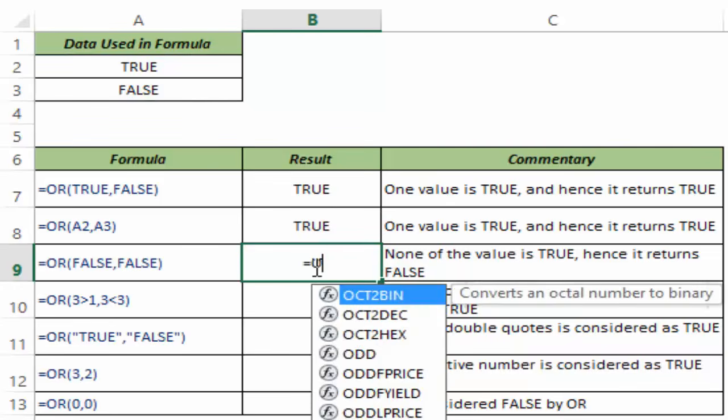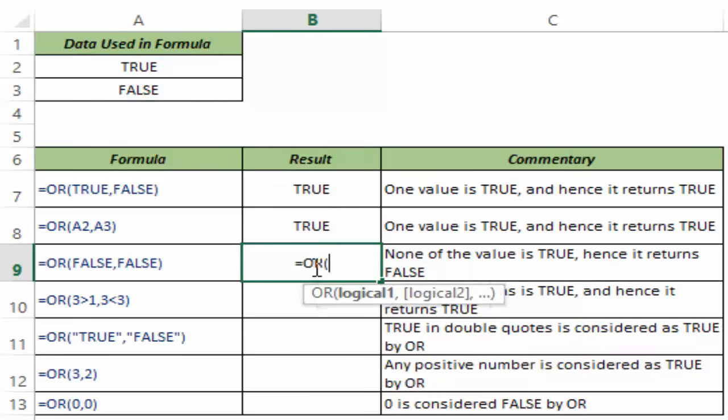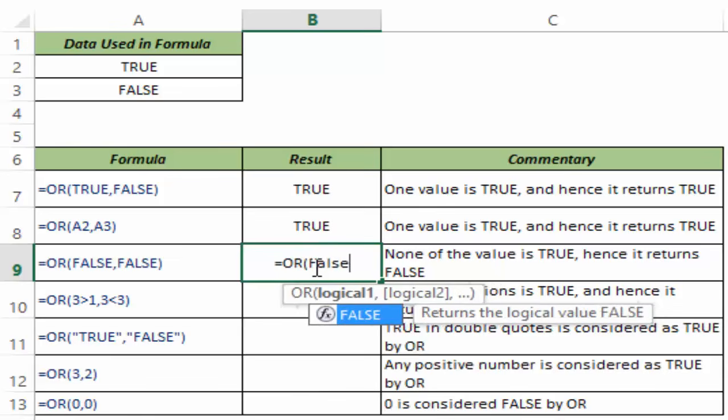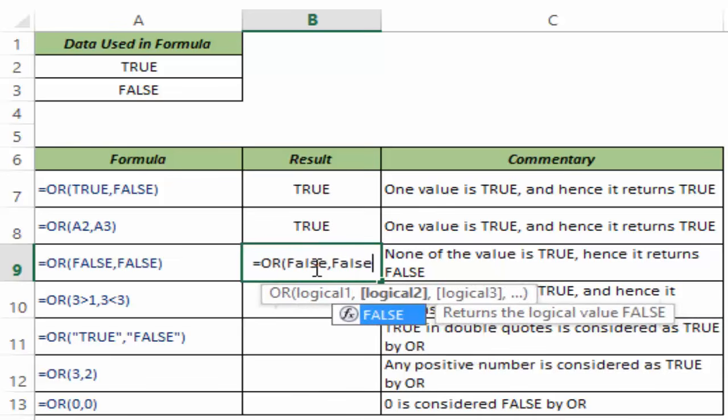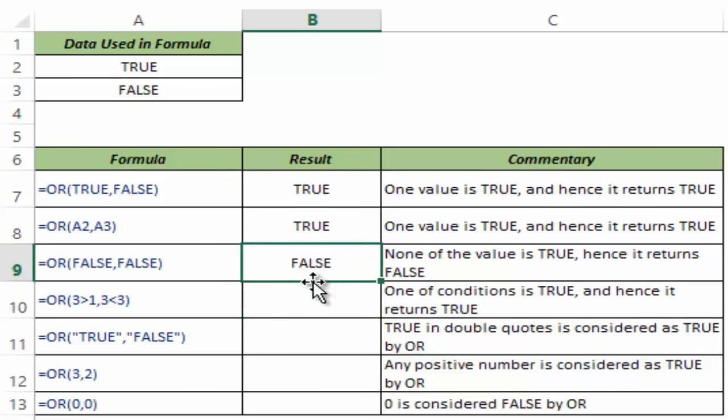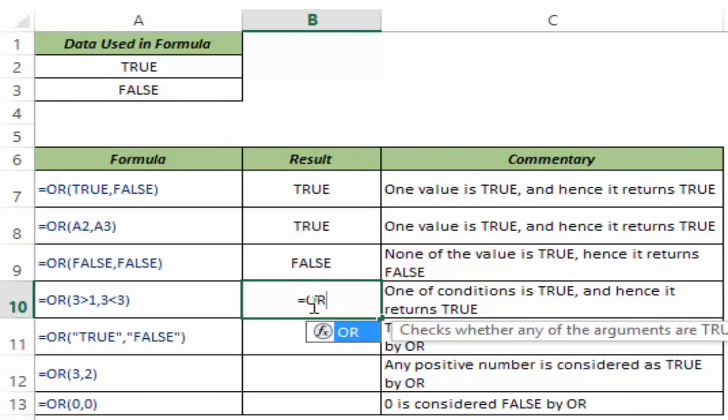As I said, it would return a false if both of the conditions are false. So if I type false and false again, it will return a false. You can also use logical arguments in terms of conditions. So you can provide conditions, Excel would analyze those conditions, and if it returns true, then OR would return true. But if all of those conditions return false, then this would return false.